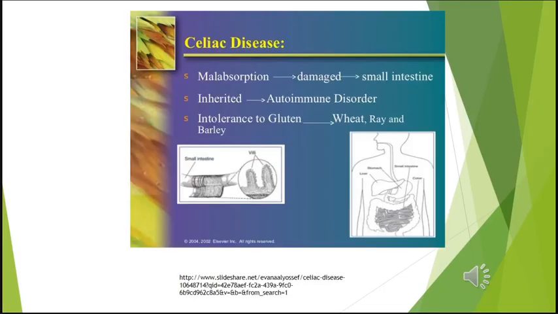Moving along and getting into disorders that we actually can diagnose that are different from functional gastrointestinal disorders. The first one I want to talk a little bit about is celiac disease. Basically the hallmark of this is malabsorption from damage to the villi of the small intestine. It's generally an inherited disorder, and it is an autoimmune disorder. It shows that they have an intolerance to gluten, and oftentimes accompanying that may be wheat, rye, and barley.